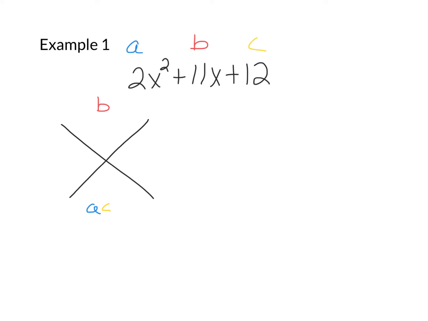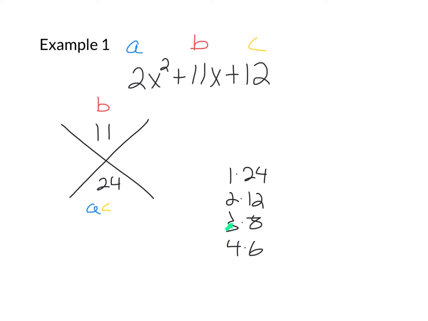So again, in this specific example, what goes at the top of our x board or our x game or x puzzle is 11, okay? What goes down here at the bottom is a times c, so 2 times 12, and 2 times 12 is 24. So at this point, we're looking for the factors of 24 that can add together to equal 11. So what numbers multiply together to get 24 and add to get 11? So let's start by finding the factors of 24. So let's see, we have 1 times 24, 2 times 12, 3 times 8, and 4 times 6, okay?